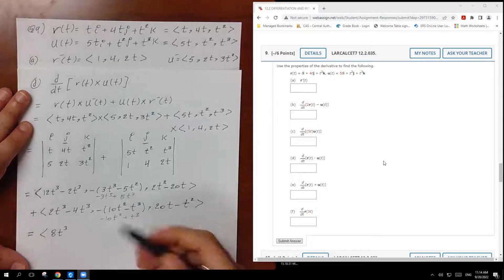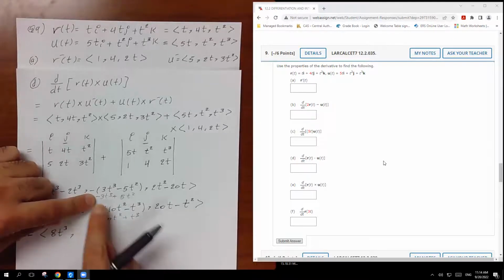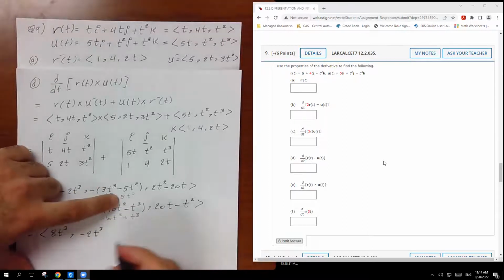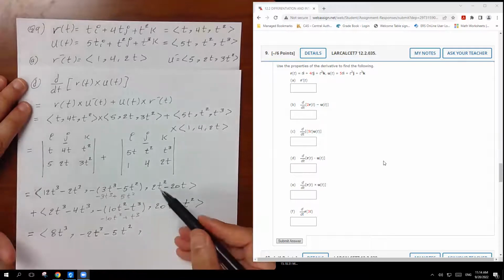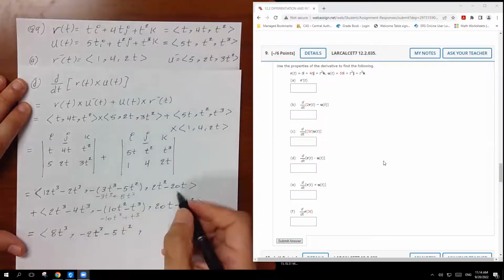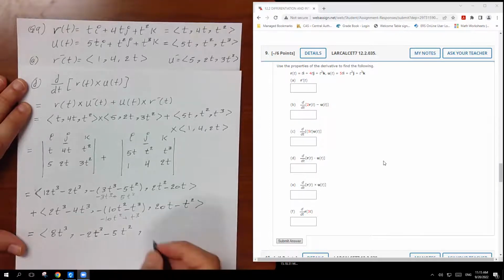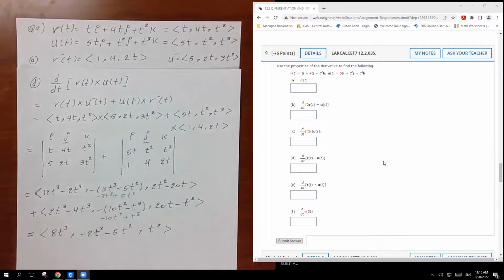So we're going to add these together. Negative 3 with the 3. So negative 3 plus 1 is going to be negative 2t cubed. And this is squared with the squared, so it's going to be minus 5t squared. And the last one, this is t with the 20. So 20 with the 20 is going to go to 0. And 2t squared minus t squared is going to be just t squared. So that's it for the cross product.